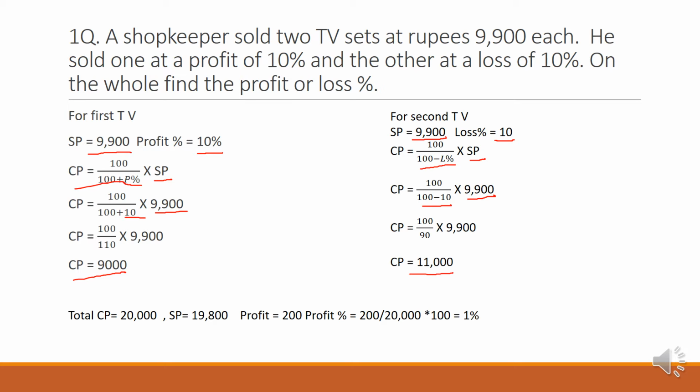So totally the cost price of 2 TVs is 11,000 plus 9,000, that is equals to 20,000. He sold each TV at 9,900, so the selling price of 2 TVs will be 19,800. So totally he is getting 200 rupees profit. Profit percentage is equals to profit by CP into 100. So 200 by 20,000 into 100 is equals to 1%. So overall he is getting 1% profit.